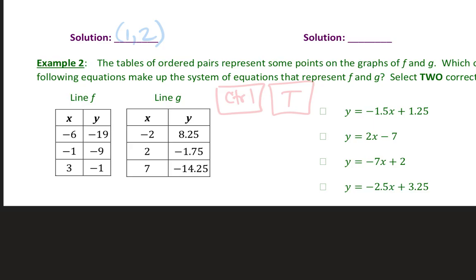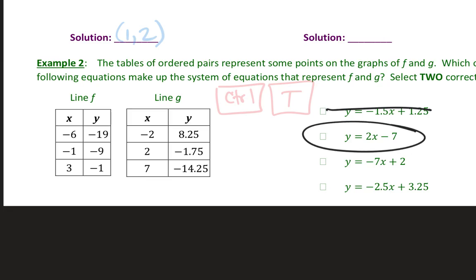All right, so I'm going to go up to -6. Is that with -19? Nope. All right, so I'm going to go down to -2. And I'm looking at the second table now. Is -2 with -8.25? No. So then you're going to come back to your notes, right? And you're going to say, okay, this one is not either table. So you're going to cross it out.